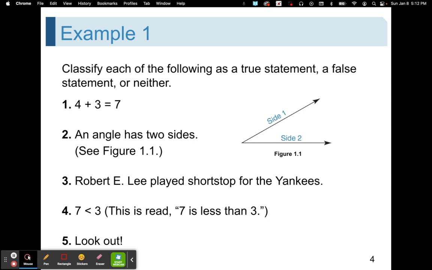So looking at these as true or false, they're all statements. 4 plus 3 equals 7. That's a true statement. The angle has two sides. So we have the angle here, and it has one side, two sides. So that's a true statement. Robert E. Lee played shortstop for the Yankees. Well, that's definitely a statement, but it's not true. Robert E. Lee, the general that we know from history, was not a shortstop for the Yankees. So that's a false statement.